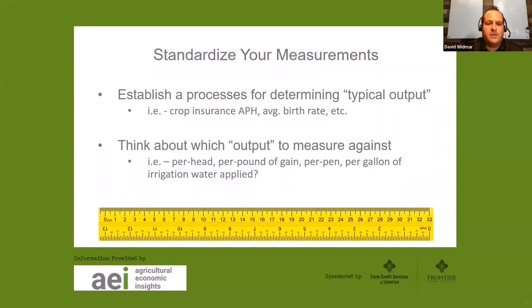The second piece here is to think about which output you want to measure against. You can quickly find there's a rabbit hole here of, which number am I going to divide by? Is it on livestock? Is it per head? Is it per pound of gain? Is it per pen? Maybe it's per bushel or per gallon of irrigated water applied. You can see how we can divide by a lot of different things here. So stop, spend a little bit of time and think about which measure is the most appropriate.